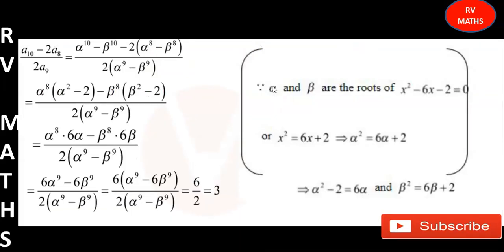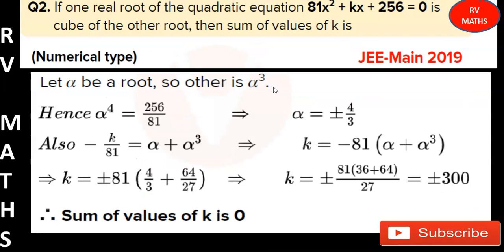Okay. Now let us consider the second problem, which is a numerical type. If one root of the quadratic equation 81 x square plus kx plus 256 equal to 0 is the cube of the other root, that means when you take alpha, the other root will be alpha cube. Then what is the sum of the values of k? There may be more than one value of k. What is the sum of those values of k?